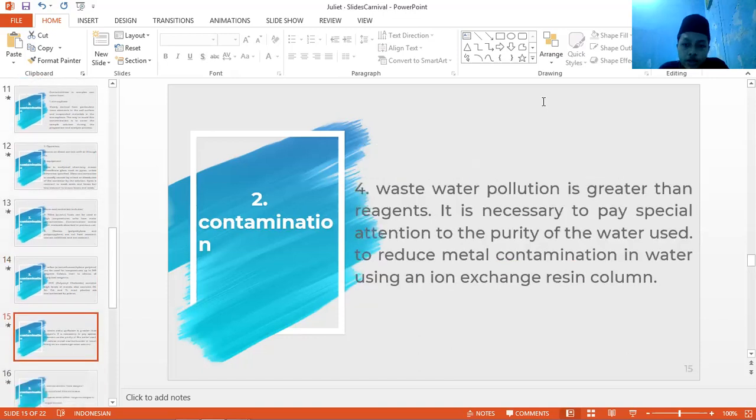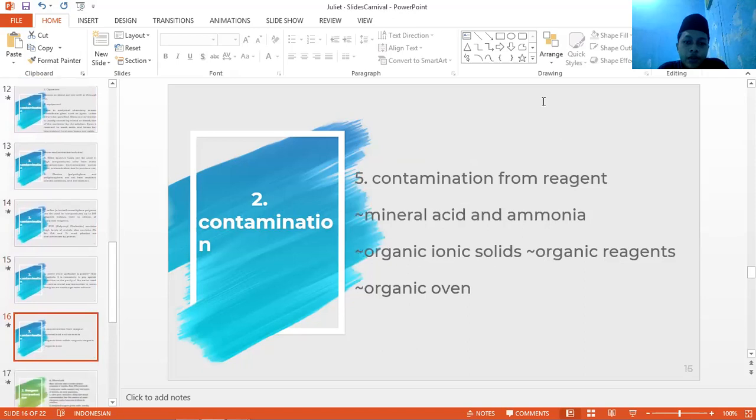4. Water pollution is greater than expected. It is necessary to pay special attention to the purity of the water used. To reduce metal contamination in water, use an ion exchange resin column. 5. Contamination from reagents: mineral acids, ammonia, inorganic solids, organic reagents, and organic solvents.